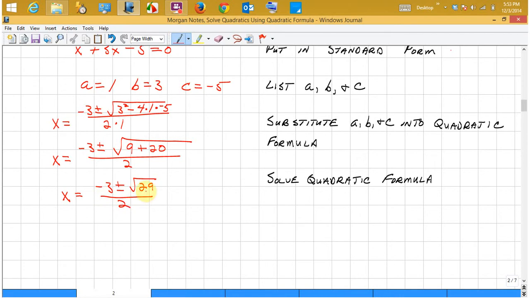And the square root of 29 cannot be simplified any further, so that would be one way I could leave it. Another way I could write it is x is equal to negative 3/2 plus or minus the square root of 29 all over 2. And you would actually have two solutions, negative 3/2 plus the square root of 29 over 2, and negative 3/2 minus the square root of 29 over 2, but we would just leave it like that.